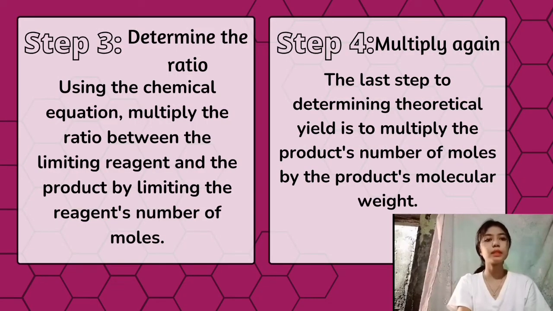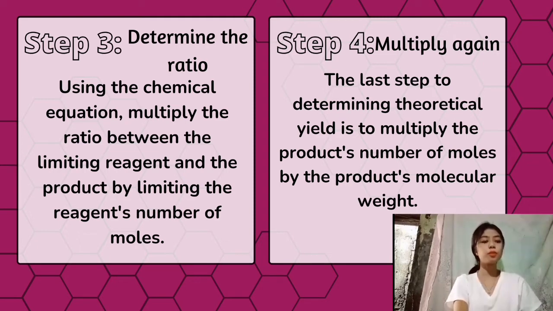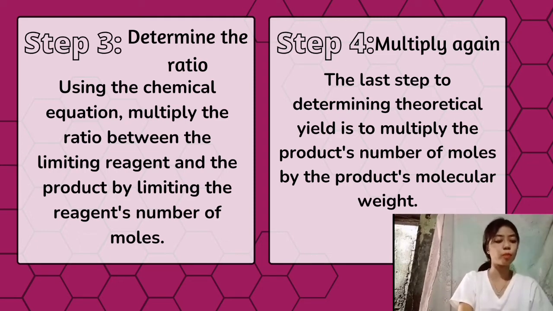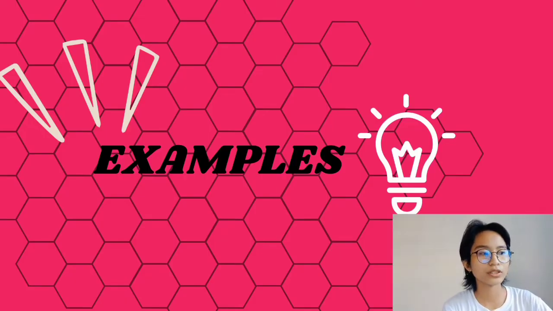Step 3. Determine the ratio. Using the chemical equation, multiply the ratio between the limiting reagent and the product by the limiting reagent's number of moles. Step 4. Multiply again. The last step to determine the theoretical yield is to multiply the product's number of moles by the product's molecular weight. After the discussion of the meaning and steps of percent and theoretical yield, we now proceed with the examples.